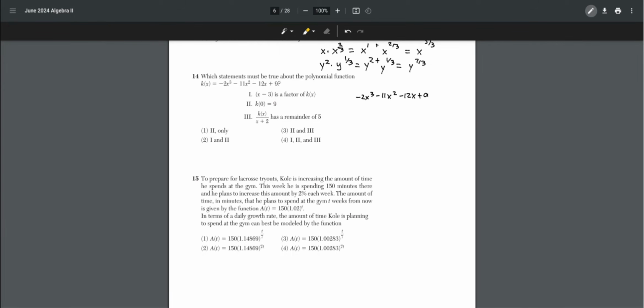Next, we can divide the polynomial by x plus 2 to see what the remainder is. After dividing regularly, we can see the remainder is 5. So 3 is correct.